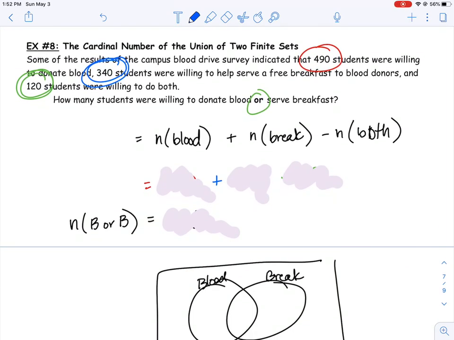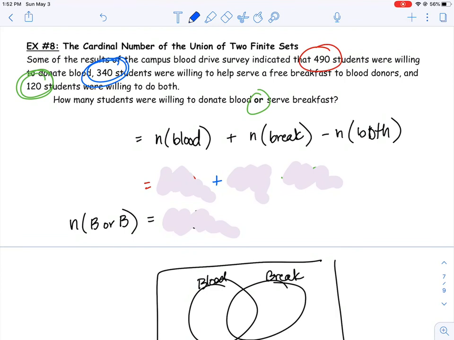In our last example, number 8, it says some of the results of a campus blood drive survey indicated that 490 students were willing to donate blood. 340 students were willing to help serve free breakfast to the blood donors, and 120 students were willing to do both. How many students were willing to either donate blood or serve breakfast?